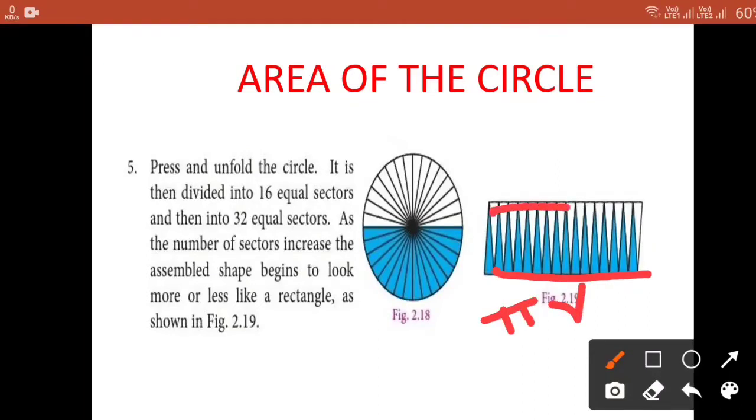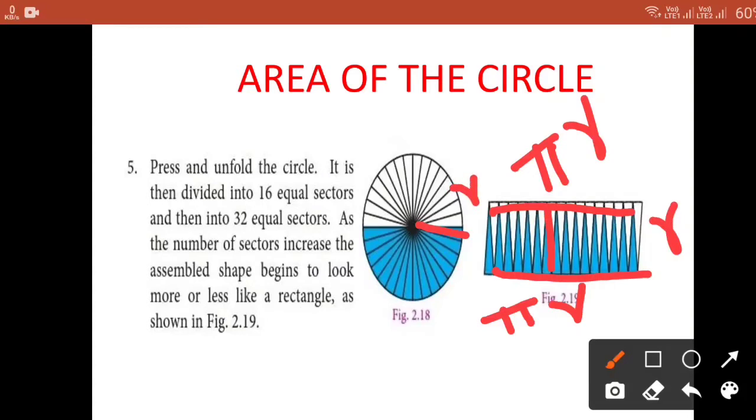So next, this is pi r. So what are these lines? These lines are drawn from the center to the side of a circle. So that is r. Okay, now we have all the sides.